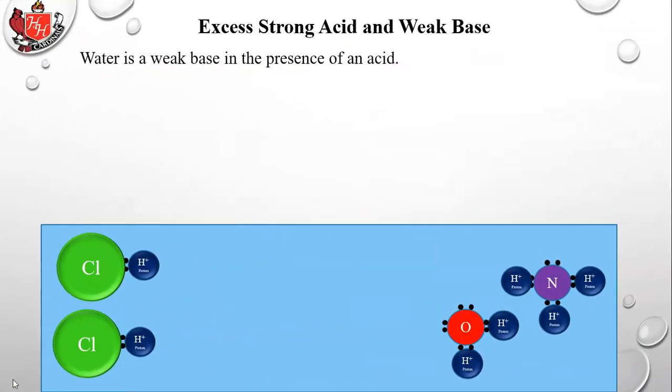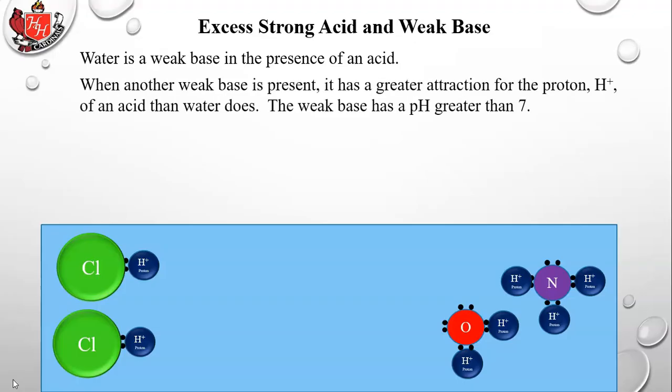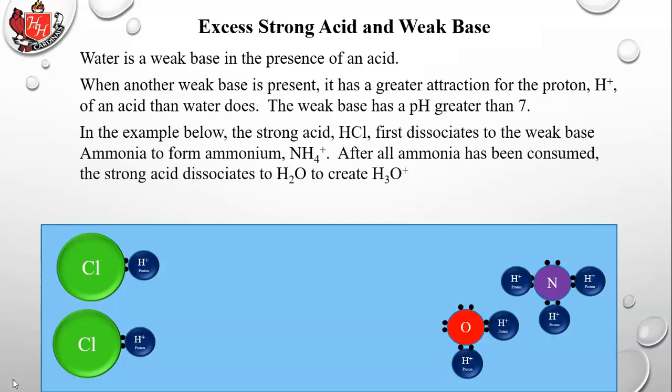Okay, so water is a weak base in the presence of an acid. It always acts as a weak base in the presence of an acid. When another weak base is present, it has a greater attraction for the proton H plus of an acid than water does. So the weak base has a pH greater than 7. So in this example, the NH3 is called ammonia, and that is a weak base. So in the example below, the strong acid HCl first dissociates to the weak base ammonia to form the ammonium ion. So that's really the question we're answering here.